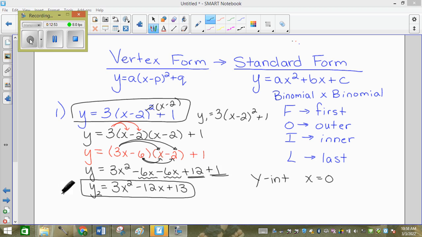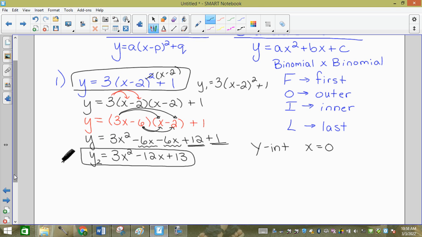So if I want the y-intercept, I know x equals 0. We agree? So say I plug 0 into here. What's going to happen? Y equals 3 times 0 squared minus 12 times 0 plus 13. What does it equal?